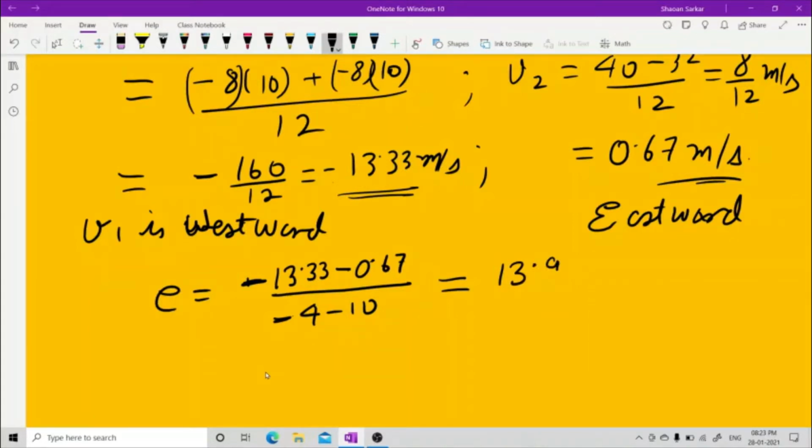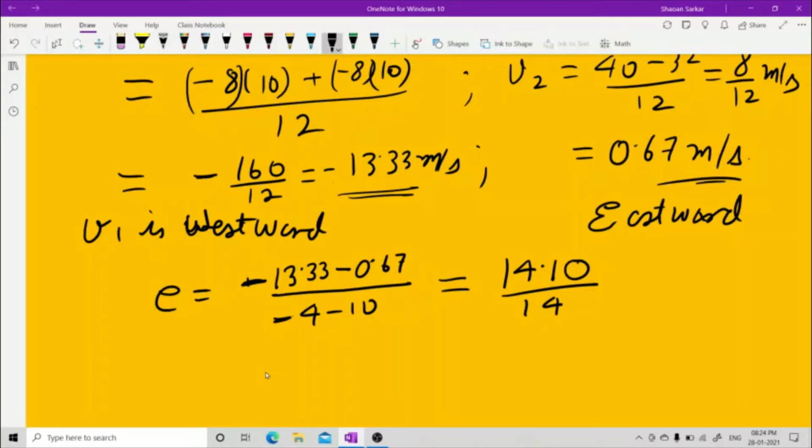Wait a minute. Let me do the calculation properly. Or I can leave it for you also if you want. This is 0. Now 1.41 upon 14. So it is coming out to be wrong somewhere because this has to be less than 1 and greater than 0. Somewhere something has gone trivially wrong. Wait a minute.